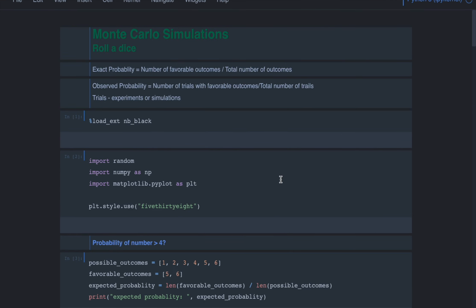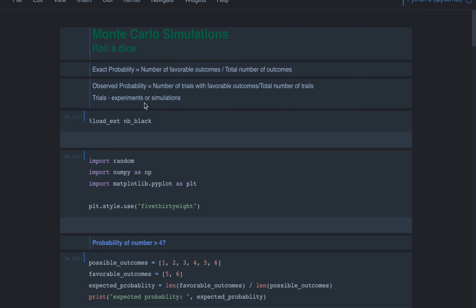In this video, we will roll a 6-faced die and we'll ask a couple of probability related questions. Okay, so from the previous videos, we know that the exact probability is the number of favorable outcomes divided by the total number of outcomes. We know for simple problems, we can compute the exact or expected probability. But in this course, we are doing Monte Carlo simulations and we are doing some trials.